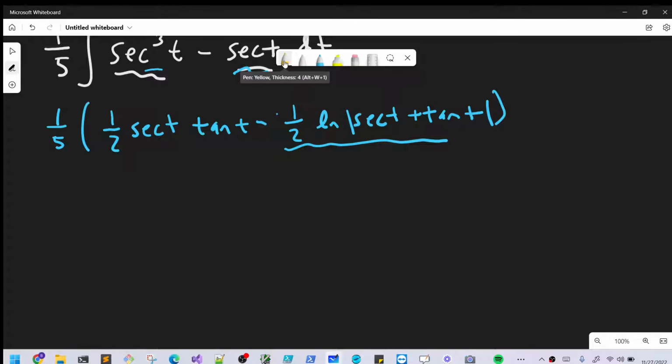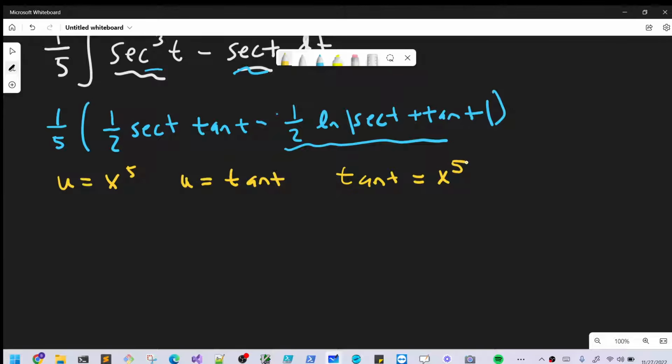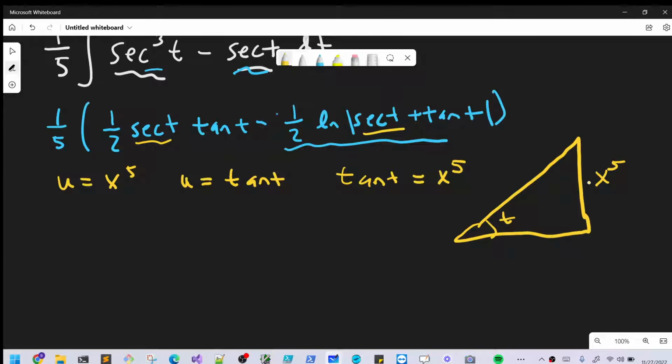Let's just recall what we did for a substitution. We had u equals x to the 5th, and then we did u equals tan of t. So what we can say is that tan of t equals x to the 5th. But what we're going to need is a value for secant. Let's write out our little triangle to see what our secant's going to be. So tan of t is x to the 5th. That means we could write the opposite side as x to the 5th, and this adjacent side as 1.